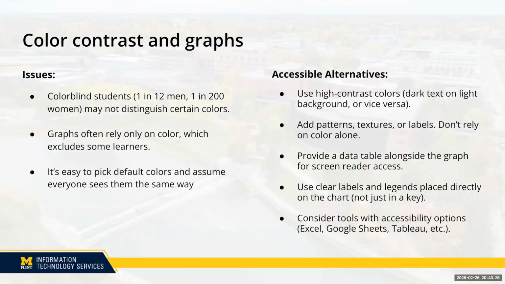Graphs often rely on color alone, which can exclude some users from accessing the material, especially those that may be colorblind. Using high contrast colors, such as dark text on a light background or vice versa, adding labels or patterns to your graphs, and then providing a data table alongside the graph, along with clear labels, can be great ways to ensure accessibility.